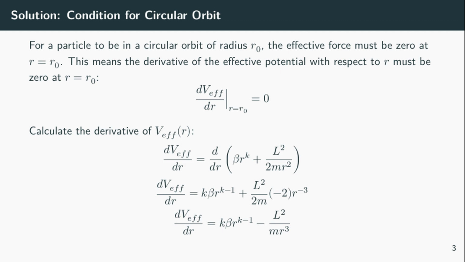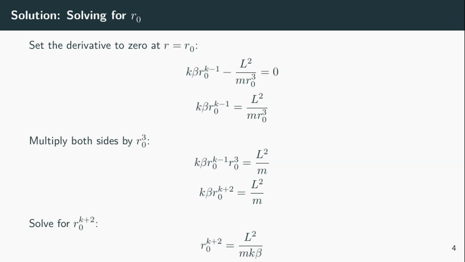Next, we calculate this derivative using the V effective formula shown previously. Taking the derivative with respect to r gives us the expression shown here. Simplifying the second term leads to the final form. Okay, so to find the radius of a circular orbit, r0, we use the condition that the derivative is 0 at this specific radius. First, we rearrange the equation that comes from setting that derivative to 0. Next, we group all the terms involving r0 together on one side. We then isolate the r0 term. And finally, to solve for r0 itself, we raise both sides to the power of 1 over k plus 2. This gives us the general formula for the radius of a circular orbit for this potential.